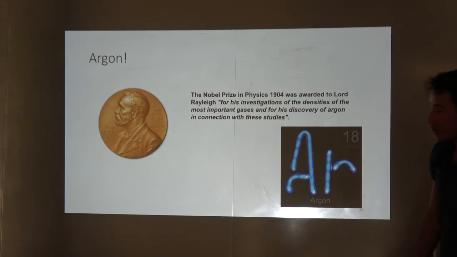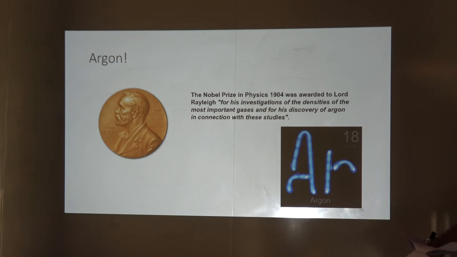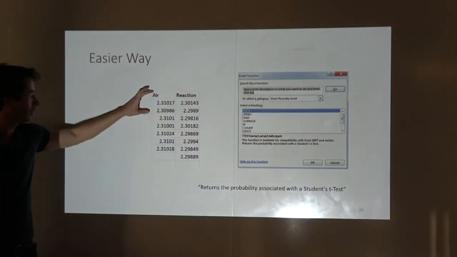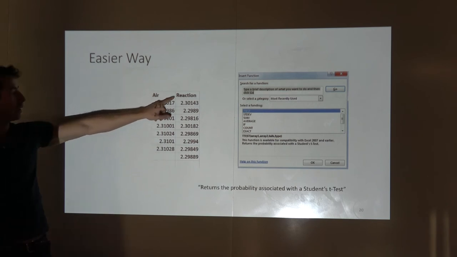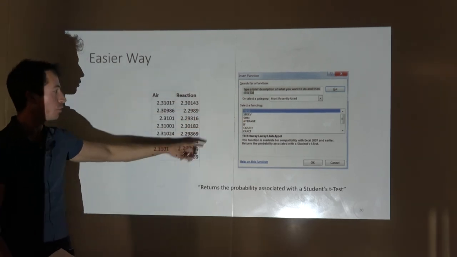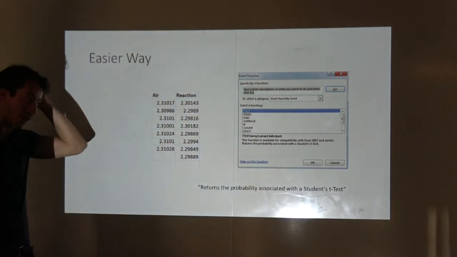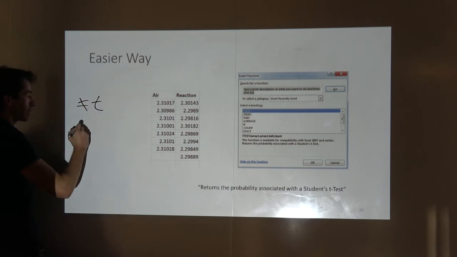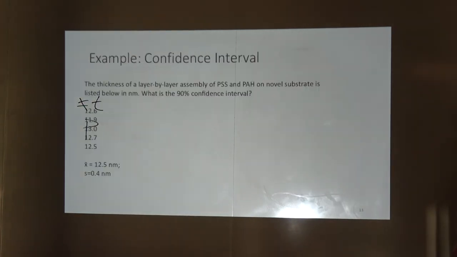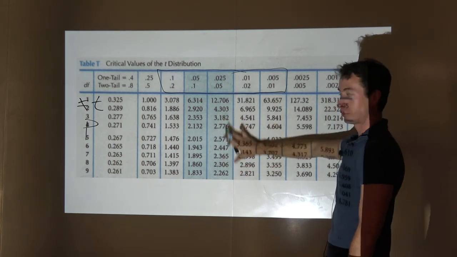Okay, wow. Of course you're not going to do this on a whiteboard or on a piece of paper. You're going to want to use Excel. It's relatively easy, but it's also easy to mess up. So let's talk about that for a little bit. If you put these same numbers in Excel, here are your source values for air and for the chemical reaction. If you go up and in the equation bar type in t-test, you can find t-test. What that does is return the probability associated with a student's t-test. So it's not going to output t, it's going to output p, via this table.